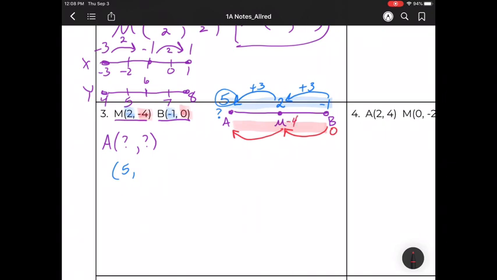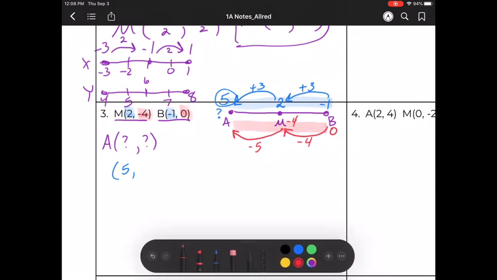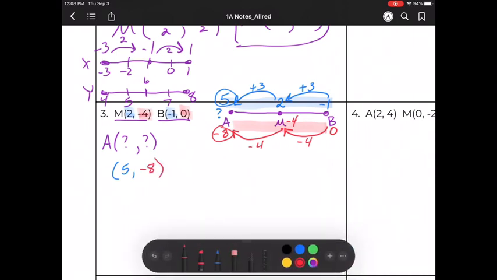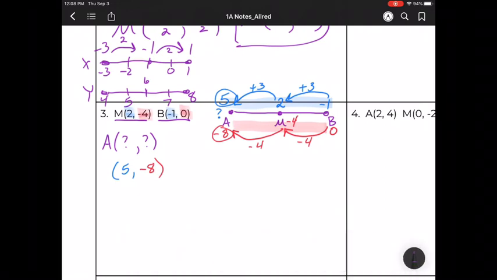Well, this one works out a little easier because I know that 0 and -4 are 4 apart, but I'm going from 0 back to -4, so that's subtracting 4 going that direction. So I'm going to subtract 4 again. If I tried to add 4, I'd end up back at 0, and that's not right. If I take -4 and I subtract 4 again, I get to -8. So I know that A has the y coordinate of -8. So that's my answer for the coordinates of A.